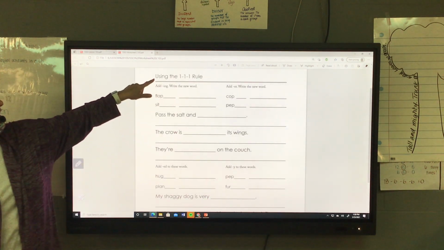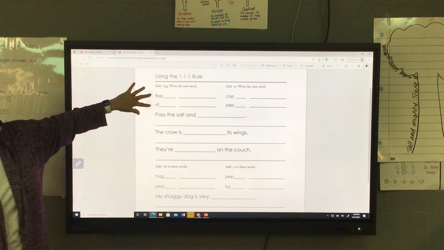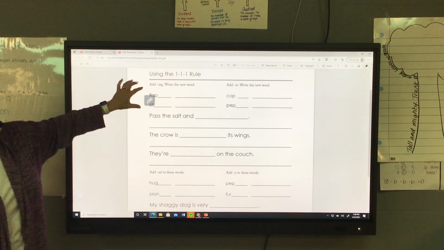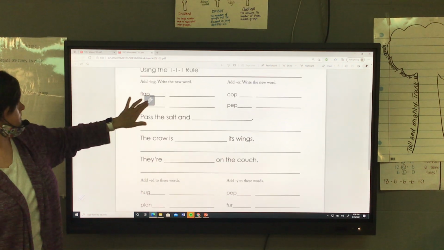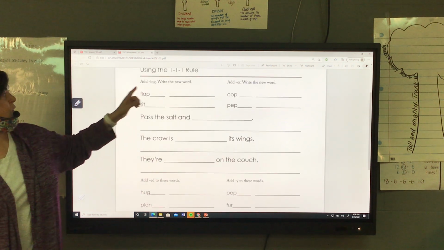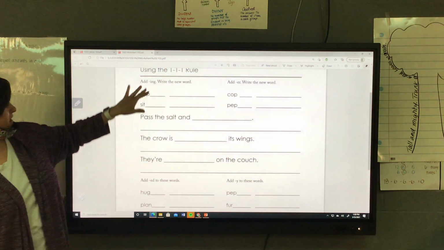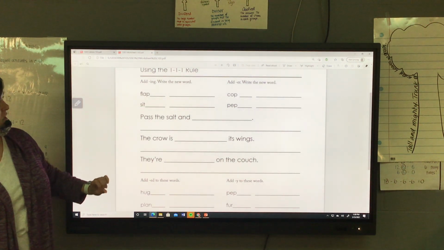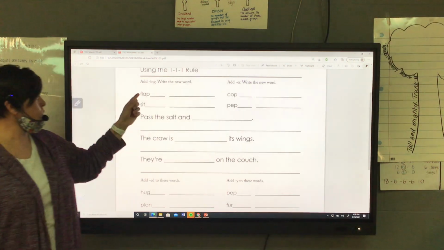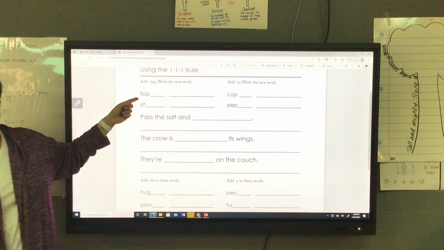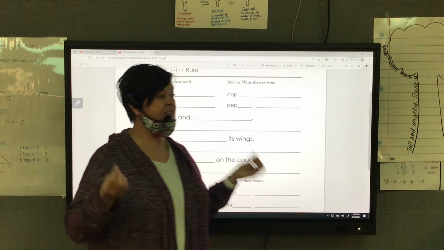Yeah. So if you look here, it says using the 1-1-1 rule, and then it gives us some directions for these two words here. See what I'm talking about? We are going to add the ing ending to these two words, and then the ER ending to these two words. So what will this word become over here? Flapping. But it only says flapping if I do what?